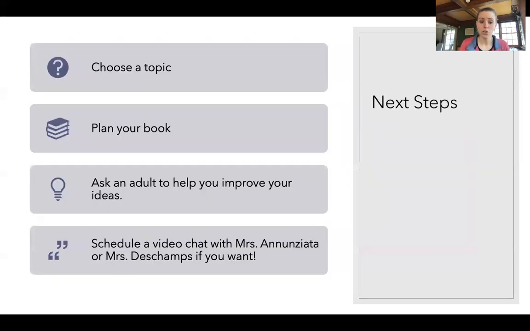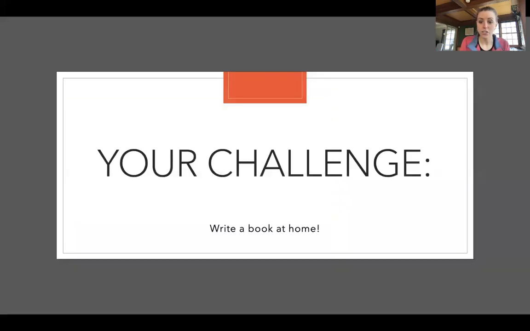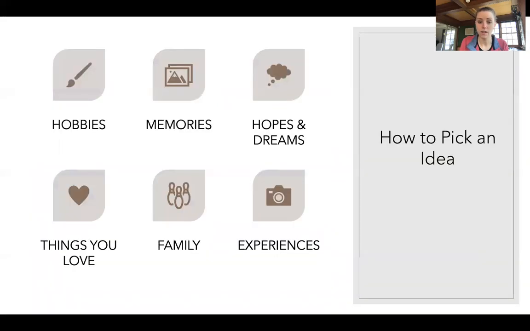So your next steps are to choose a topic, plan your book, and then once you plan it, ask an adult to help you edit and improve it a little bit. You can also schedule a video chat with myself or with Mrs. Deschamps, and we can look at your book ideas together before you start your final copy. So your challenge is to try to write a book on your own at home. When you're picking an idea, we talked about this in class too, you might pick something that's your hobby, a memory of something, hopes and dreams of something you want to do in the future, something you love, something with your family, or an experience that you've already had, or something that's not even on this list.